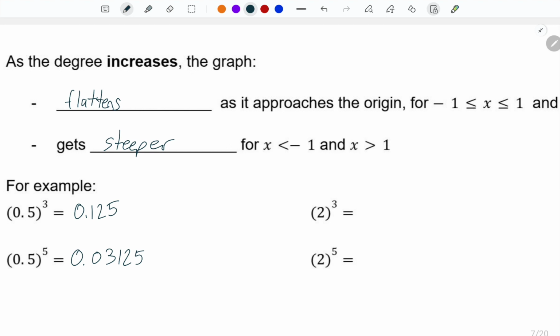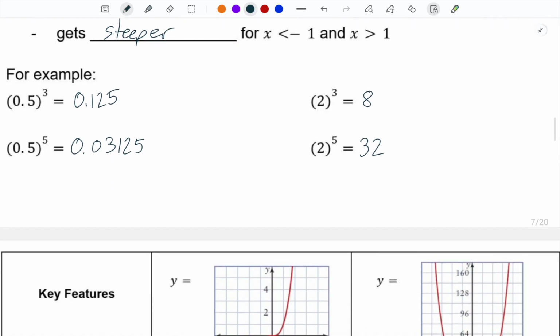But then as soon as you get to +1 or -1, that behavior changes. So 2 cubed is just going to be 8, but 2 to the power of 5 is going to be 32. So it increases a lot quicker when you're outside that -1 to 1 range. But within -1 to 1, the higher degree stays closer to 0. So there you have a little bit of difference between those degrees in that way.